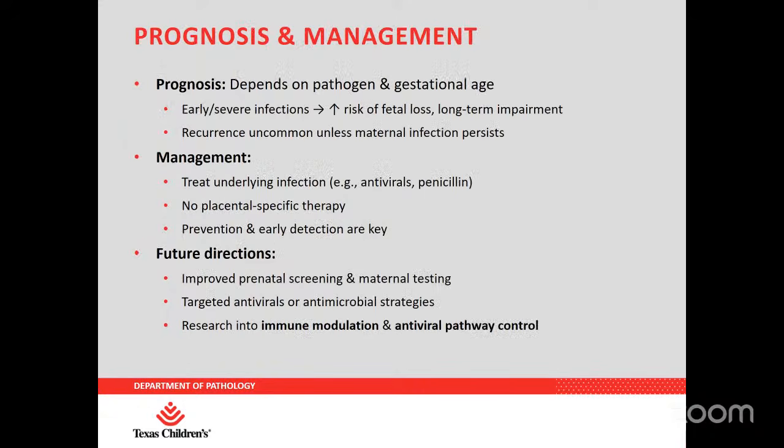When it comes to prognosis, the outcome depends largely on the pathogen itself and also the timing of infection. Early or severe infections tend to have the poorest outcomes, with increased risks of fetal loss, preterm delivery, or long-term neurodevelopmental effects. Unlike immune-mediated villitis, recurrence is uncommon unless the maternal infection persists. Management focuses on treating the underlying infection, for instance penicillin for syphilis or antivirals for CMV, but there isn't any therapy that specifically targets the placental inflammation itself.